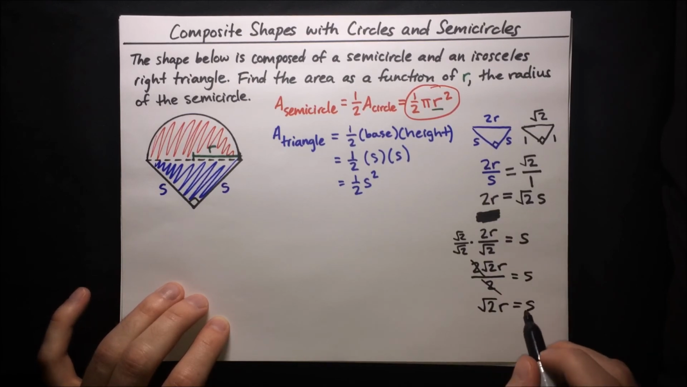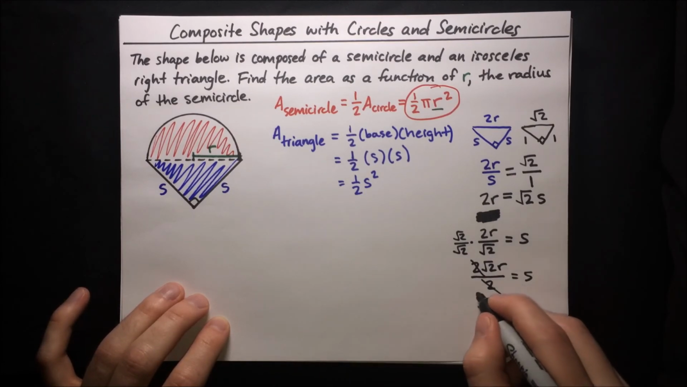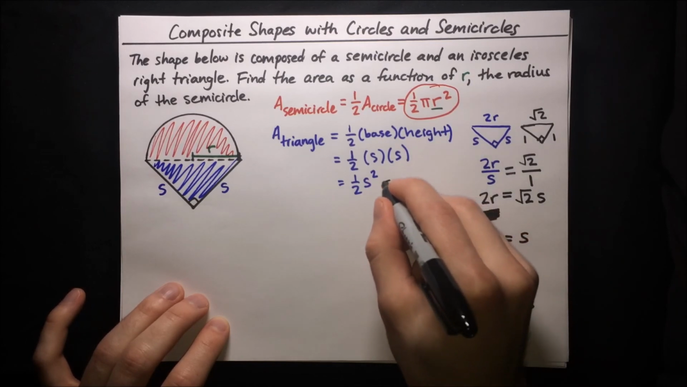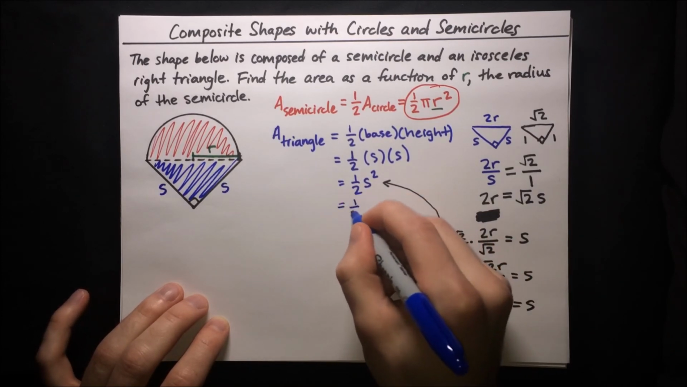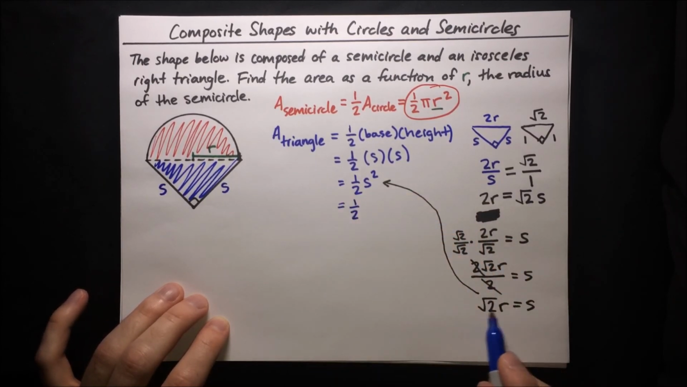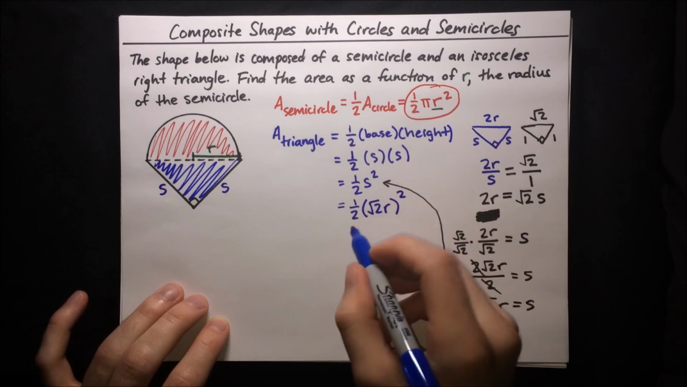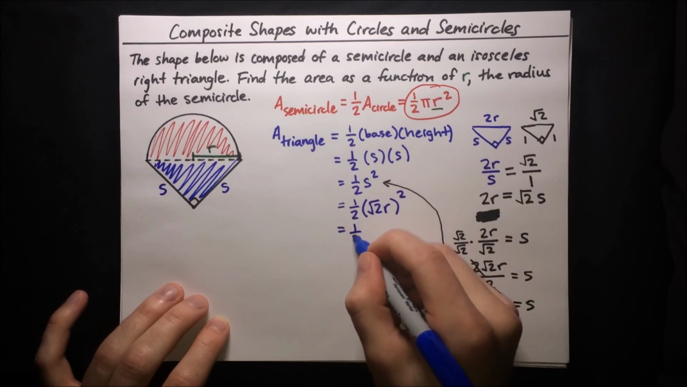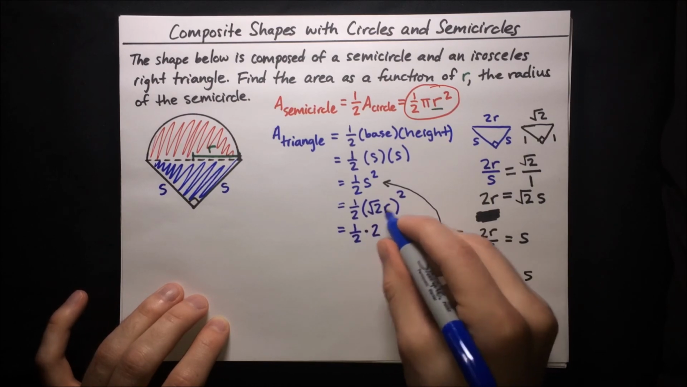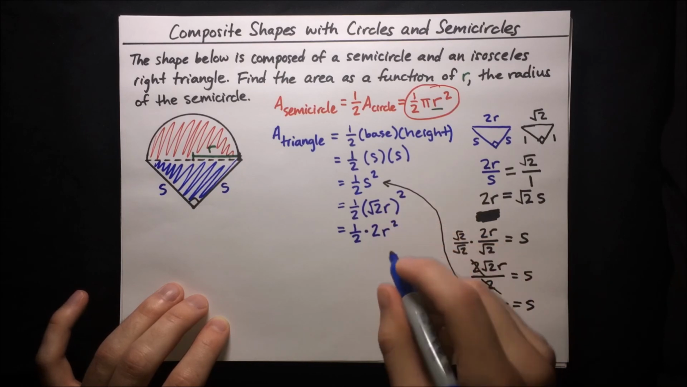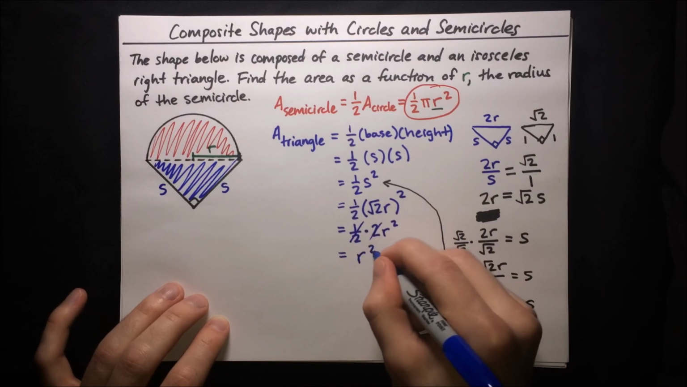So we're going to use that bit of information to express the area of the triangle in terms of r. We're going to substitute for s and write it in terms of r. And we get that the area of the triangle is just a half times s squared, and s is just root 2 r, so a half times root 2 r squared. Now we simplify that: root 2 squared is just 2, so a half times 2, and then r squared is just r squared. The half and the 2 cancel out, so we just have r squared.